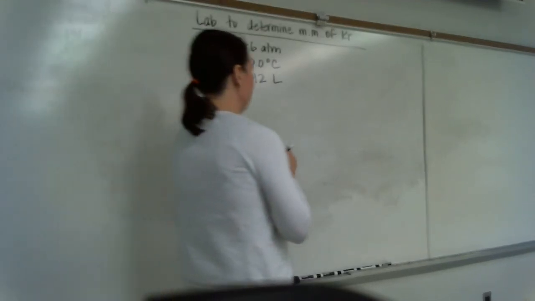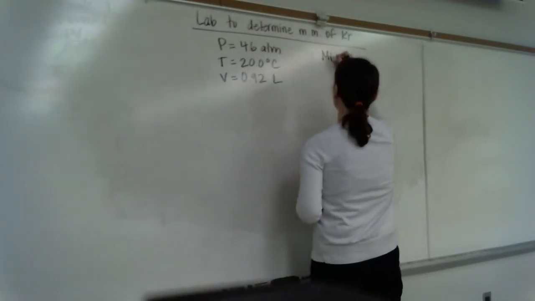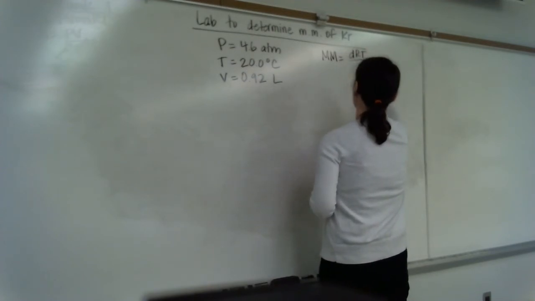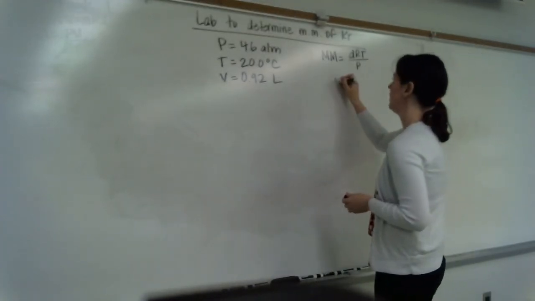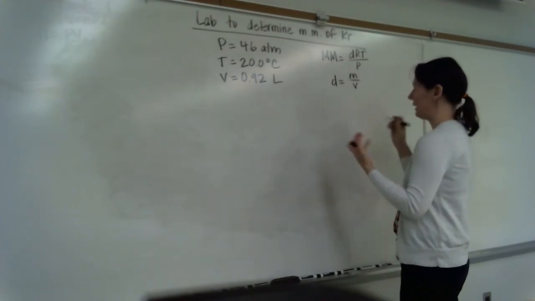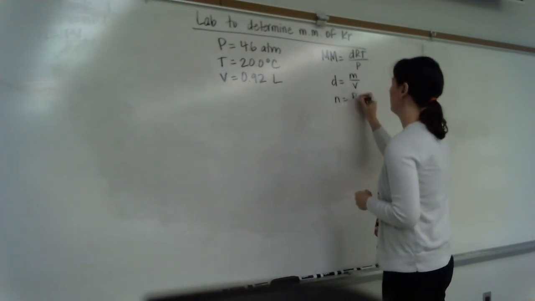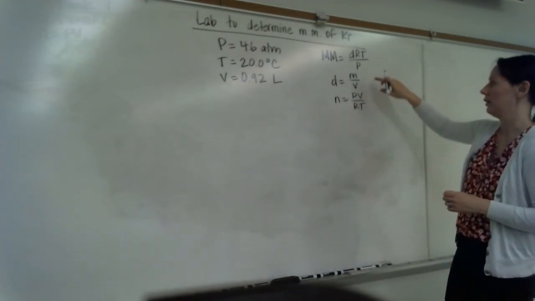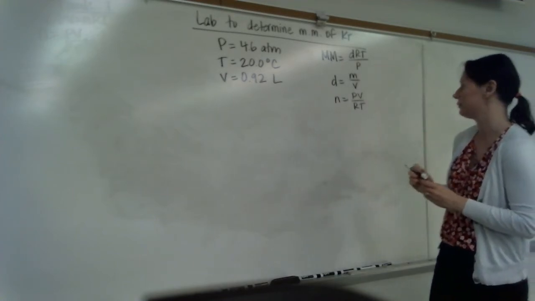So molar mass is what? What's the formula? Let's list our formulas. Molar mass is dRT over P, where d is density. But before we can do this, we have to get density, right? Density is what? Mass over volume. And before we can get density, we have to solve for number of moles. So n is equal to PV over RT. So this is a three-step problem, right? Here, convert that to grams. Here, you don't have to do any conversions. Then just plug it in and go.